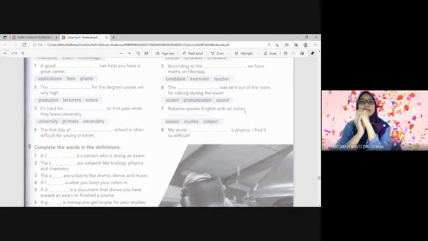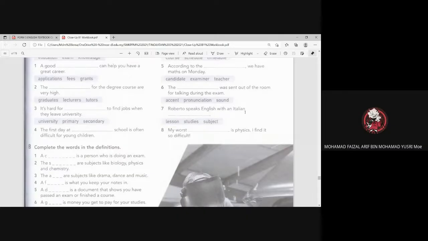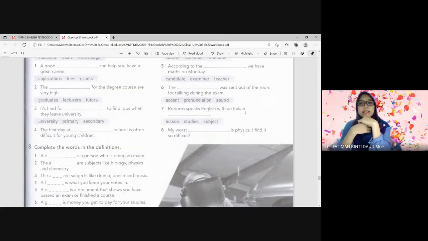Oh, okay. Accent is more or less like a sound, when you are trying to speak. So accent and pronunciation are almost the same, but there's a bit of difference. So the answer is accent. Roberto speaks English with an Italian accent, not like the local people speaking in English.